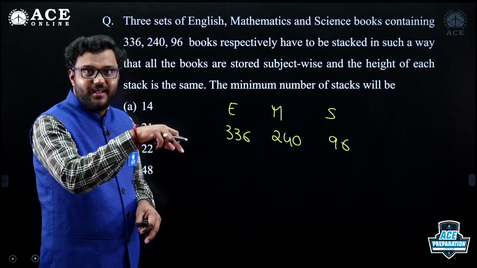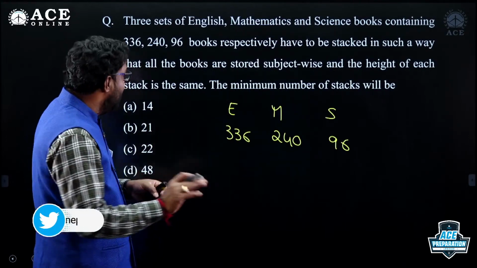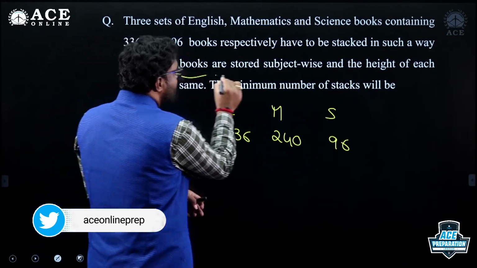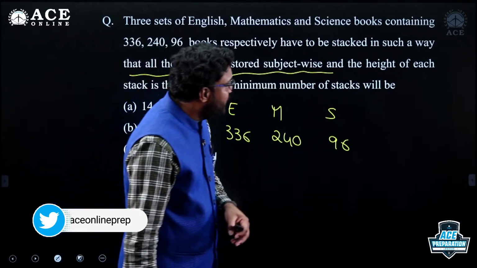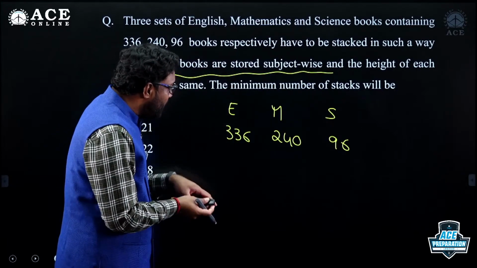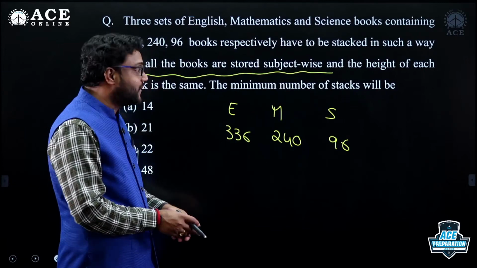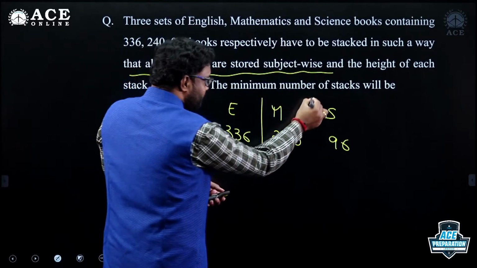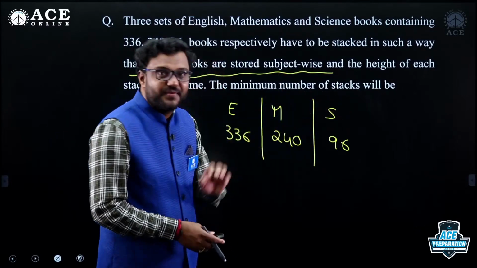Fine. Now here, all books are stored subject wise. Previous one, cows separately, sheep separately. Like that here, all the books are stored subject wise. And the height of each stack is the same. Here each one separately, suppose English is divided into groups, each group should have the same number of books. How many minimum groups or minimum number of stacks is required?